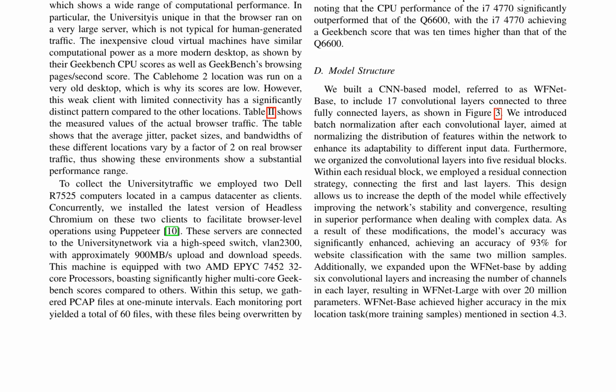The dataset was collected using Puppeteer, a library for remotely controlling a browser, and T-Shark for gathering PCAP files at 1-minute intervals. This data collection was achieved through monitoring 2 ports, yielding a total of 60 files, with these files being overridden by new data on an hourly basis. The actual performance of a single core of the Intel Xeon processor is roughly half that of the AMD EPYC Milan architecture, and the single-core performance of the server is similar to that of the Cloud 3 server.